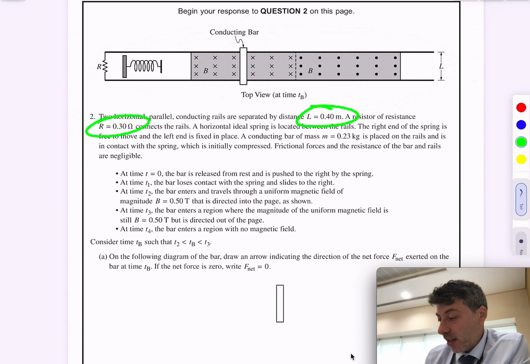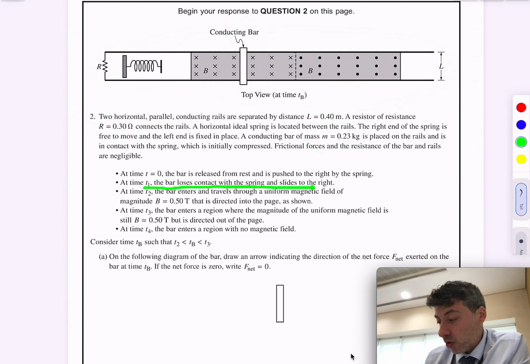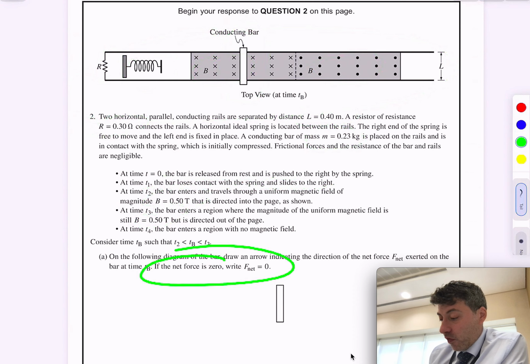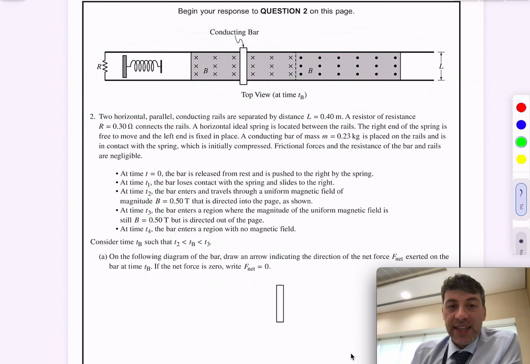In this question we have values that we will need to use, and it tells you that we release the bar from rest, then we lose contact with the spring and the bar moves to the right, then later it enters the first magnetic field, it enters the second magnetic field, and then there is no magnetic field. The question is to find the force exerted on the bar at time B, and time B is between time 2 and time 3, so when it is in the first magnetic field.